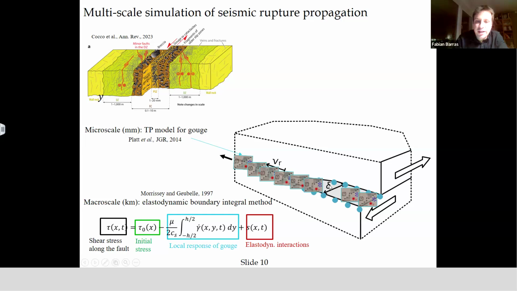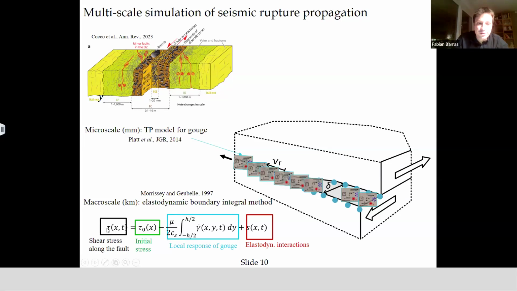That's this blue dot here. And at each of these points, we will solve independently the 1D model of thermal pressurization of Platt, Rice, and Rudnicki. And that's how the model is built.